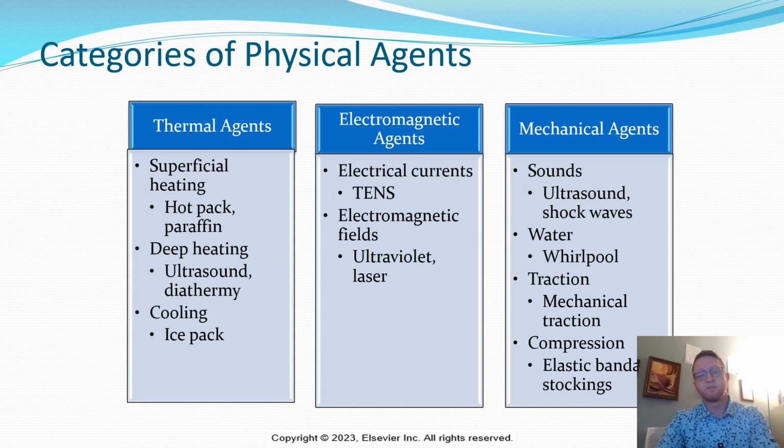So we're going to discuss electrical currents, the different waveforms, and the different types of E-stem modalities that we can use to either decrease pain or elicit a muscle contraction for neuromuscular reeducation. So we'll discuss those later on in these upcoming chapters. But some of the electromagnetic agents that we're looking at include TENS. It could include electromagnetic fields like ultraviolet lights or even some lasers.